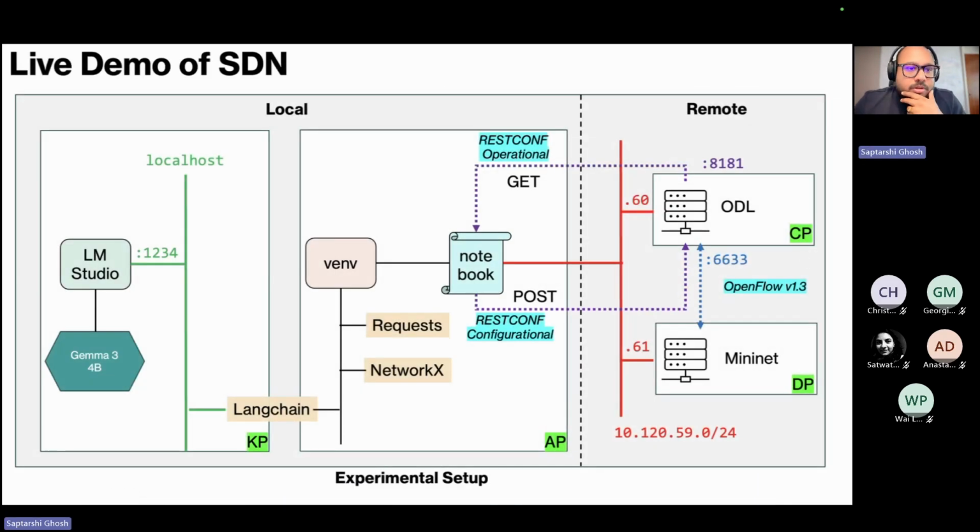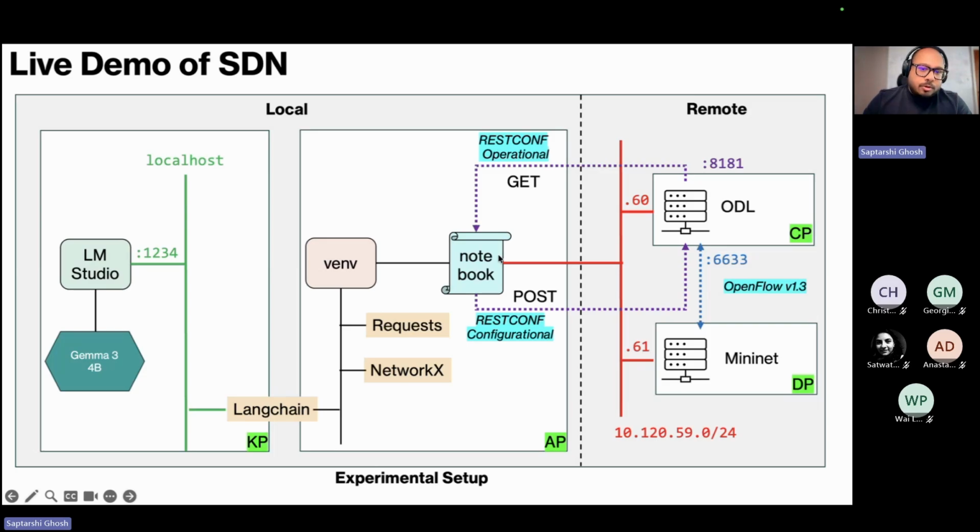So for the live demo, the setup that I'm using is this. I have a remote pair of VMs running ODL and Mininet. They're communicating with OpenFlow 1.3, and they are emulating the data plane and control plane of the SDN. They are connected with a subnet, which is 10.120.59.0/24 with respective IPs 60 and 61. I am connected with this subnet over a VPN.